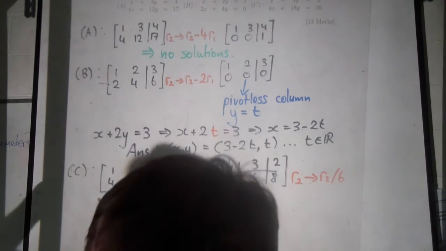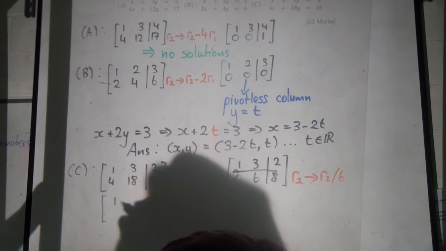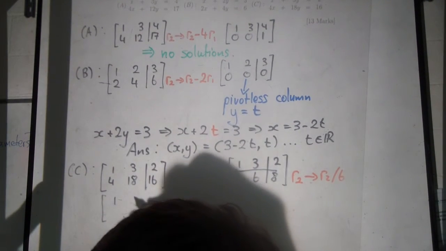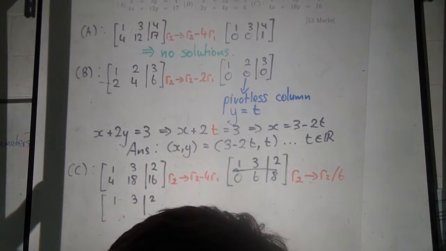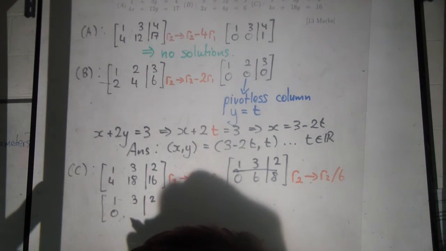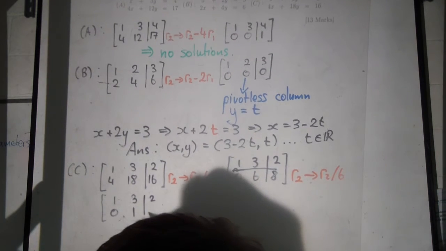So you end up with first row is fine. 1, 3, 2. 0, 6 divided by 6 is 1, 8 divided by 6 is 4/3.